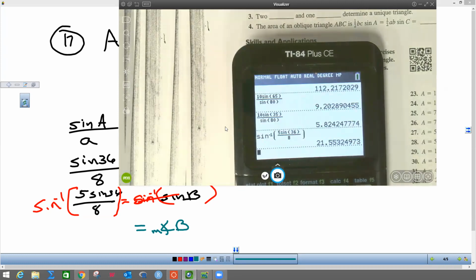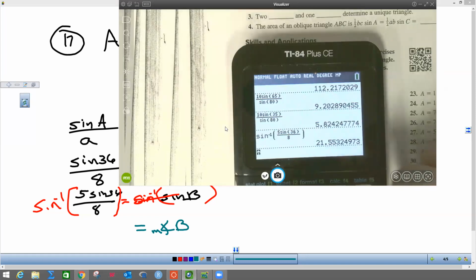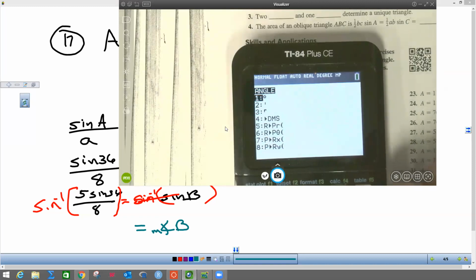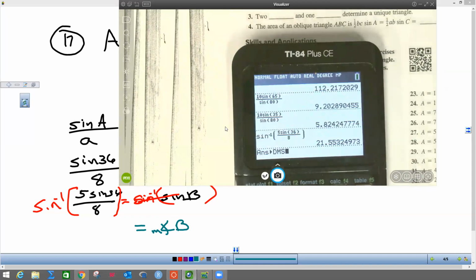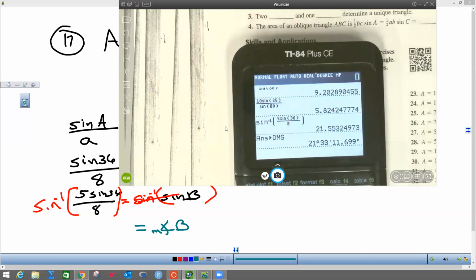Now, that's in what kind of degrees? Anybody remember what that kind of degree is called? What's that little dot mean? What's that called? Decimal. This is called decimal degrees. Now I have to hit second apps, which is angles, and you'll see number 4. Second apps 4 is DMS, and I hit enter, and that will change it to degrees, minutes, seconds.